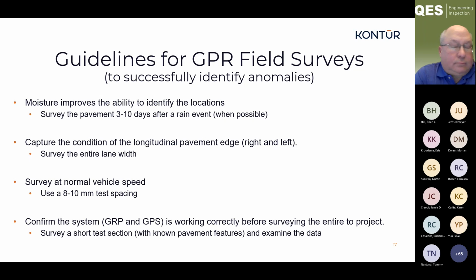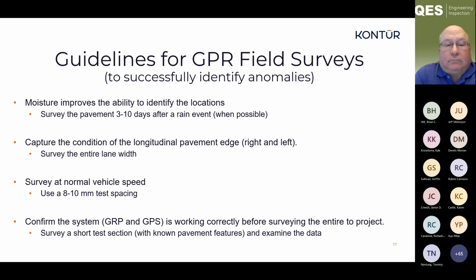And I'm going to suggest to the group that, if at all possible, you try to set some boundaries up for trying to collect data after rain events, so you have a better chance of identifying some of those anomalies. I do recommend capturing the entire pavement from one edge to the other, left and right, so you can get all the good possible data, because you really don't know where that stripping is going to occur or where it started from. We do recommend an 8 to 10 millimeter test spacing.